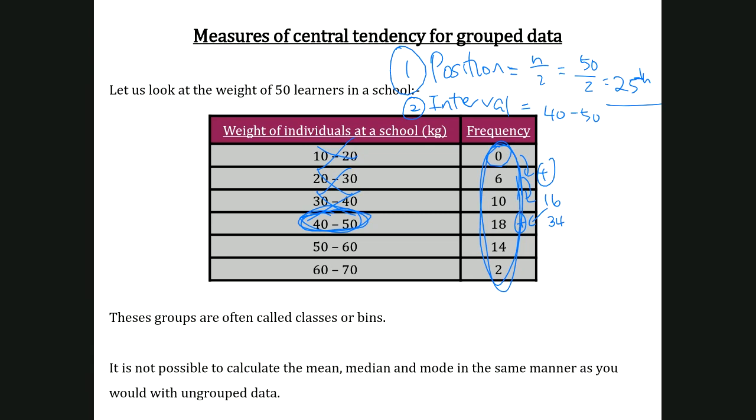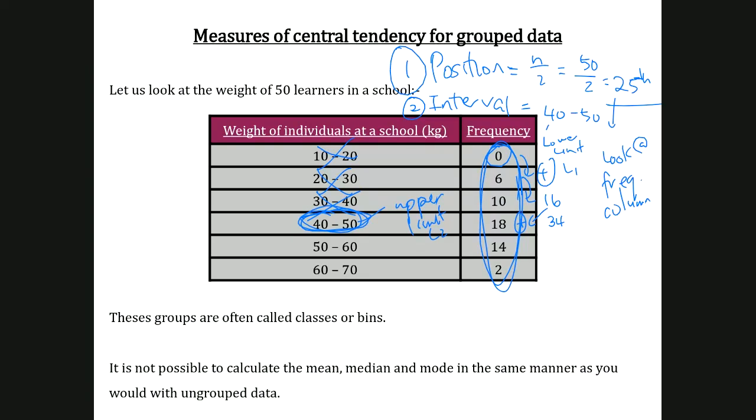Okay, so this is our interval. So remember, once you've determined the position, you're going to look at the frequency column. Then you identify that now it's the interval 40 to 50. Remember, the first value in the interval, the 40, is your lower limit. It's also called L1. And the 50 is called your upper limit, or L2.